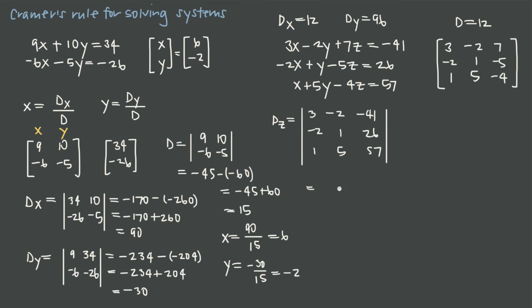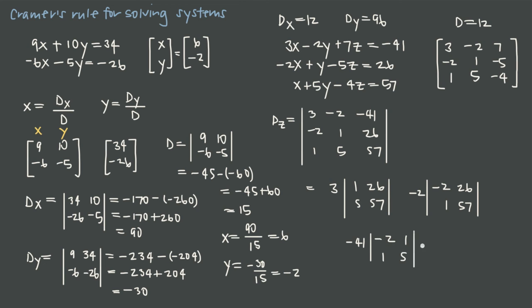Again, let's just go along the top row to keep it easy. So 3 times 1, 26, 5, 57. And then we have the negative 2, so negative 2. And then here is going to be negative 2, 26, 1, and 57. And then we have the negative 41, so negative 41. And that'll be negative 2, 1, 1, and 5. We need to add in our signs. Since we're going across the top row, we have plus, minus, plus. So plus, minus, and then plus, like this.